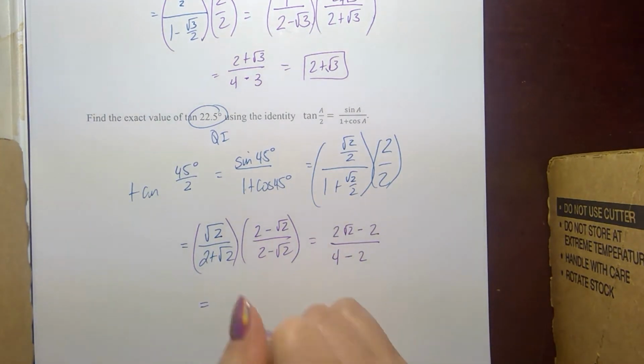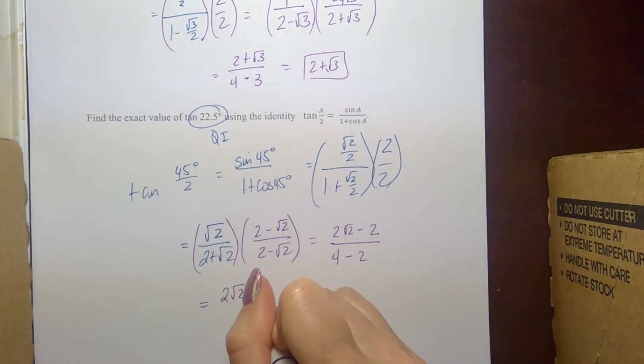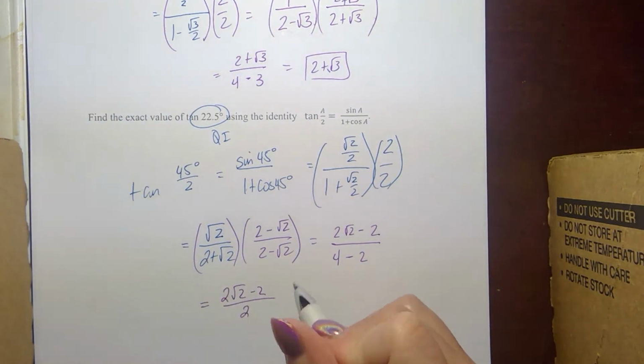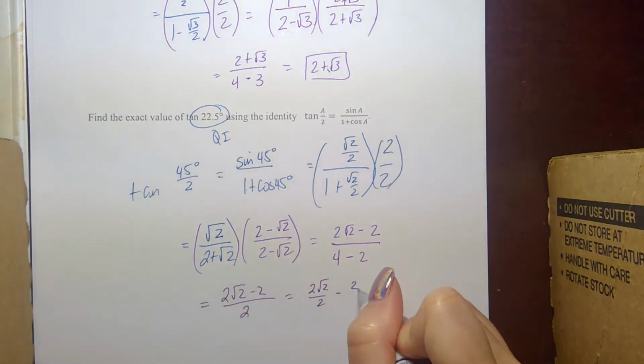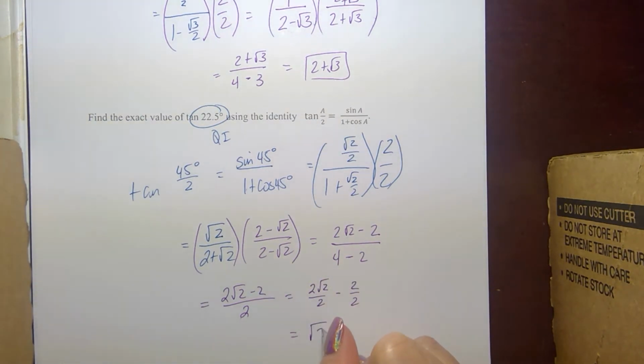So to continue simplifying, 2 square root 2 minus 2 over 2. And I can reduce each of those terms. If I need to break it apart, I can. I end up with square root 2 minus 1.